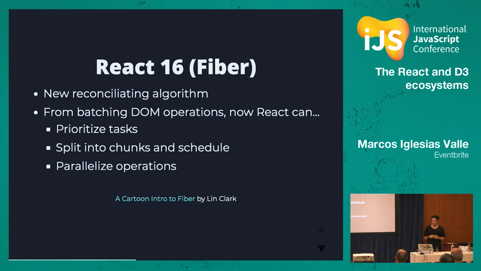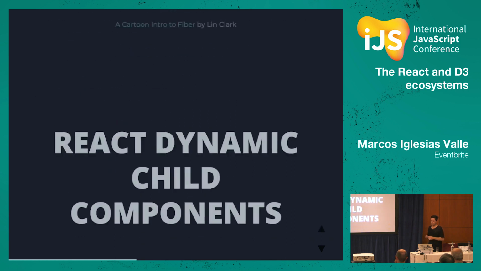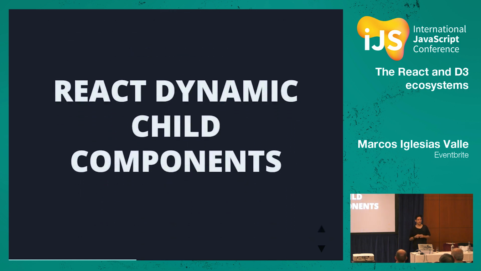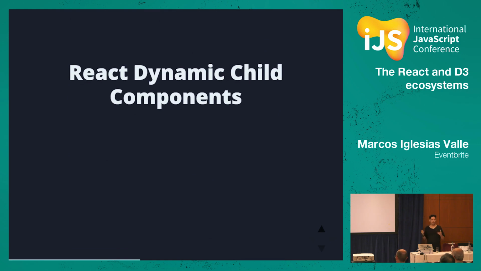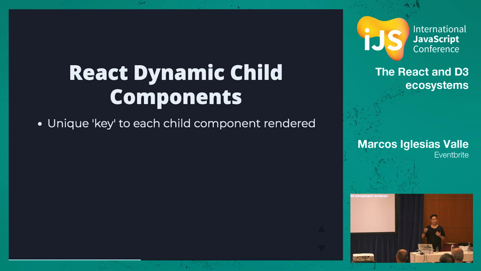A trait of React that I want to talk about is the use of dynamic child components when we use the library to render a list of elements. In these cases, we use unique keys for each descendant of the rendered component. This is more efficient as we avoid rendering elements that are already present in the DOM.